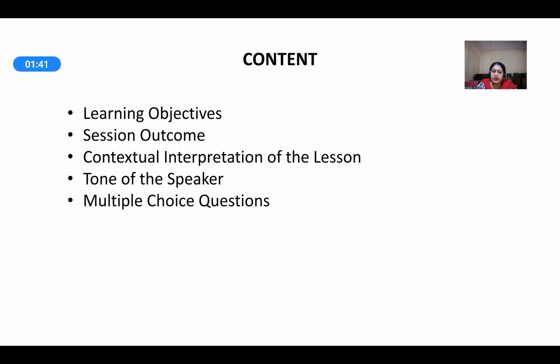Through the course of the lesson, we will see two prominent incidents involving the tribal child, how the child shows more significance than the teacher in question. And then we shall also discuss the tone of the speaker: what the speaker is trying to say, what his thoughts were, and how his thoughts have changed through the course of the lesson. Finally, we shall have a small multiple choice question session so that we can assess the knowledge that we have gained.